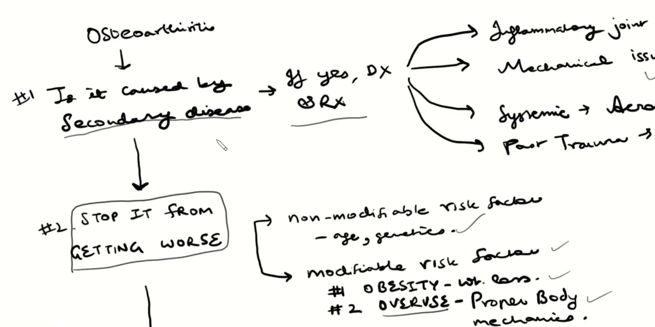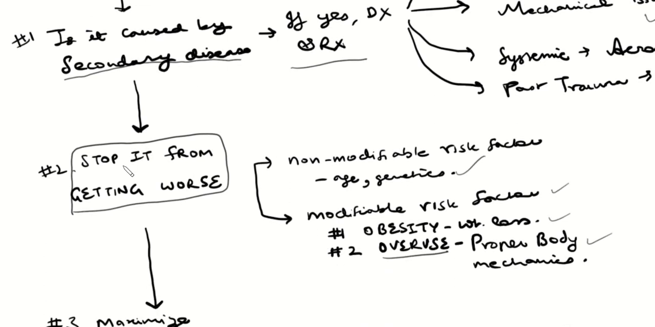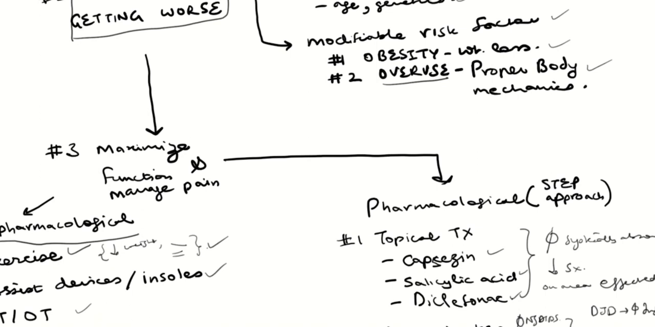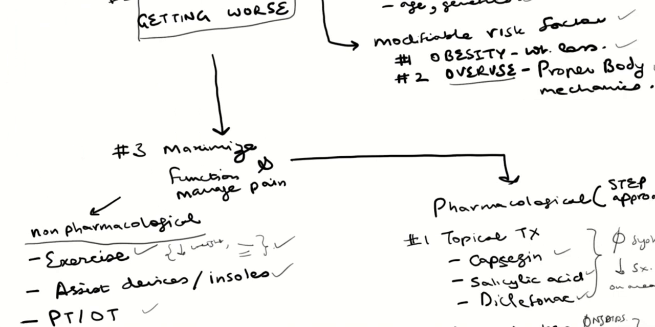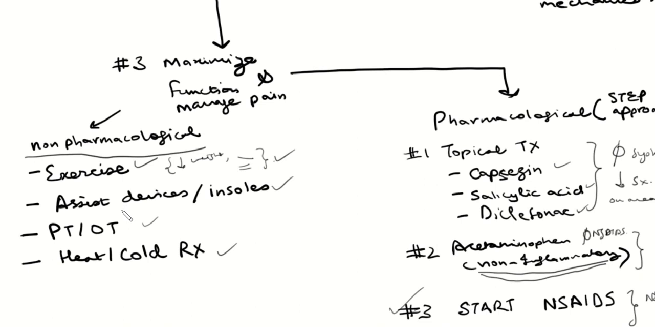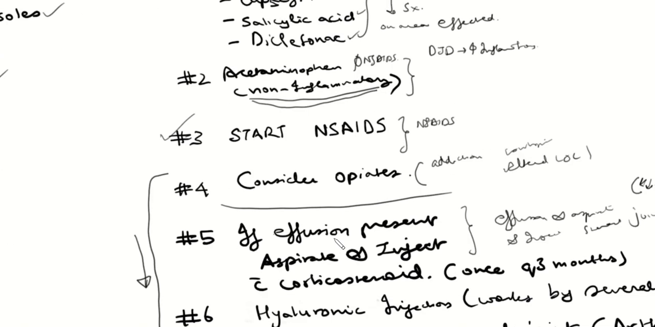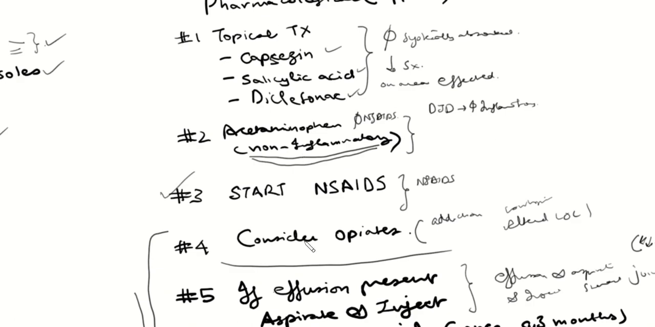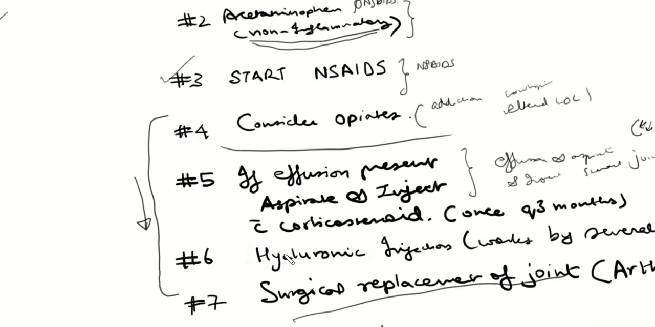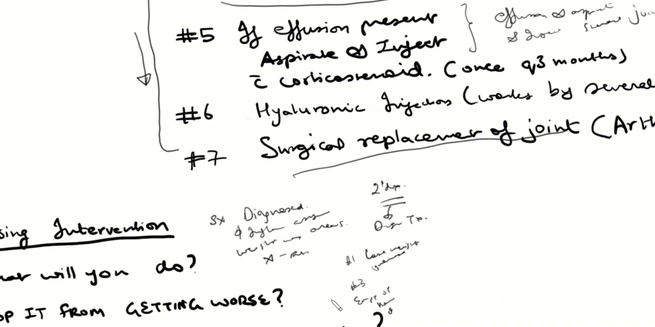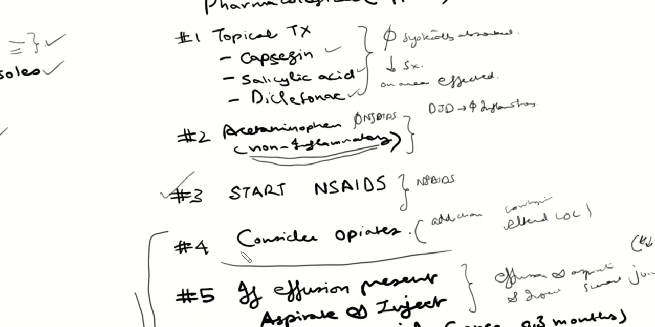Treatment. Secondary disease, treat it if you can. Stop it from getting worse. Obesity and overuse. Those are the two areas to address. And then maximize function and manage pain. So start with exercise, assistive devices, PT/OT, heat and cold. And when it comes to medical and surgical management, topical treatment, acetaminophen, NSAIDs, opioids, and then last but not the least, you have three things in your arsenal. If there's an effusion, aspirate and inject corticosteroids, hyaluronic injections, and then last but not the least, a surgical replacement. That is osteoarthritis.